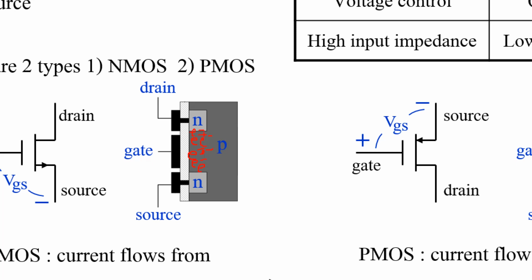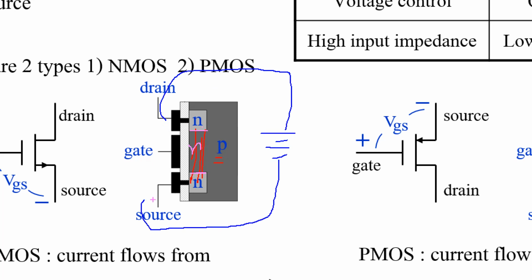If the number of electrons becomes greater, more and more, then in this area the number of electrons becomes higher than the number of holes. So this area changes its property from P to N type semiconductor. That means now this junction and this junction are N and N, right? So now when you apply the external voltage, the current can flow.